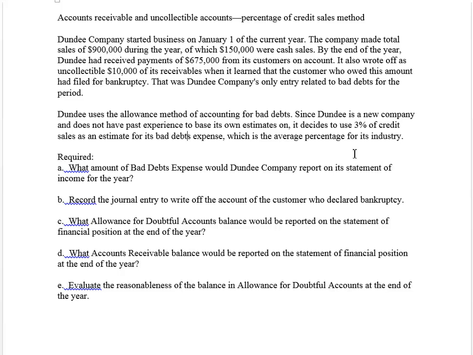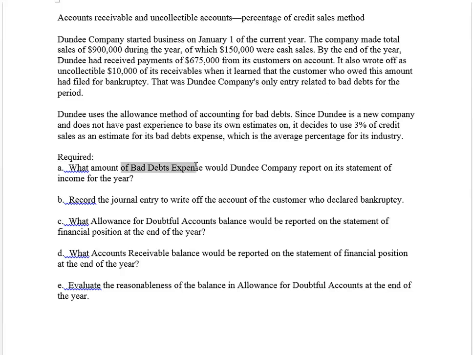What they want us to do is to find the amount of bad debt expense that we're going to report on the income statement, make the write-off entry in Part B, and say what the allowance balance would be on the statement of financial position or balance sheet at the end of the year. They want to know how we would present the account receivable balance at the end of the year. And let's talk a little bit about the reasonableness of what the company has in the allowance account at the end of the year. So let's begin to look at the data in the question and put together the solution.